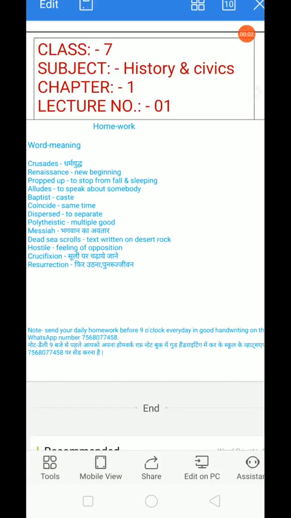ओके, इट्स इनफ फॉर टुडे. नाउ कम टू योर होमवर्क पोर्शन. क्लास 7 सब्जेक्ट हिस्ट्री एंड सिविक्स, चैप्टर 1, lecture number 1.